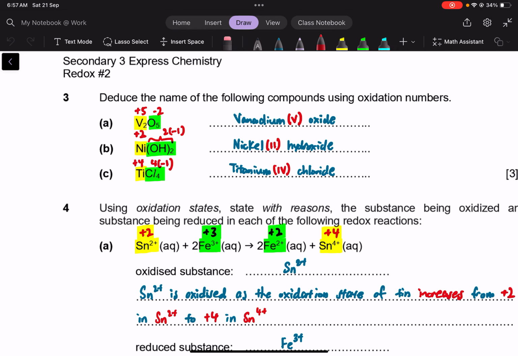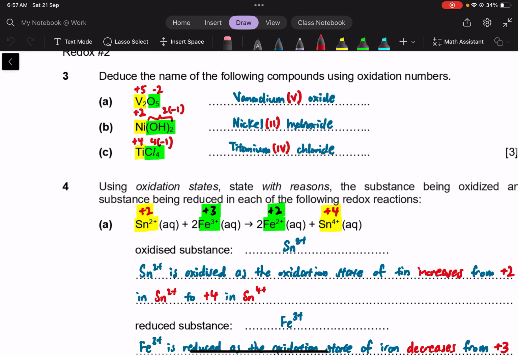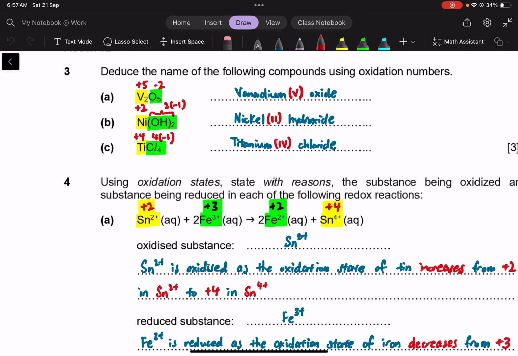And for nickel, oxidation state of +2. So nickel(II) hydroxide. Then for titanium chloride, it is titanium(IV) chloride, representing the +4 oxidation state.